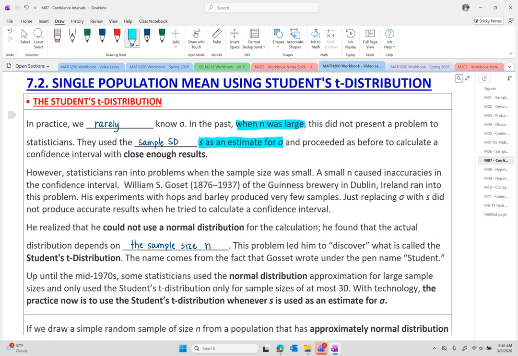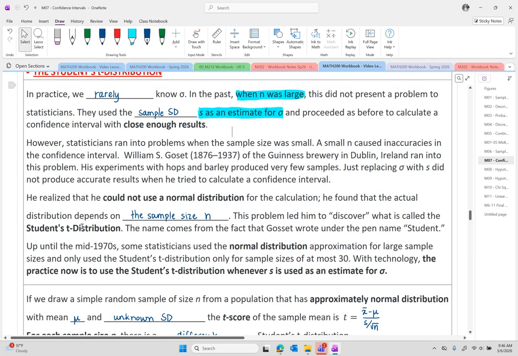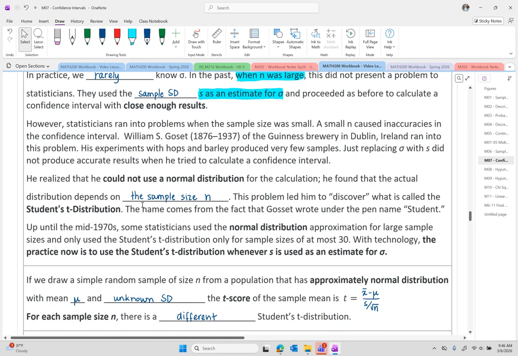A small n caused inaccuracies, and a gentleman called William Gossett ran into a problem as he was working in his brewery, and just replacing sigma with s did not produce accurate results. So he realized that a normal distribution is actually insufficient for this calculation. The distribution depends on the sample size n if I want to have a correct distribution. And through this situation, he discovered what is called today the student's t-distribution.